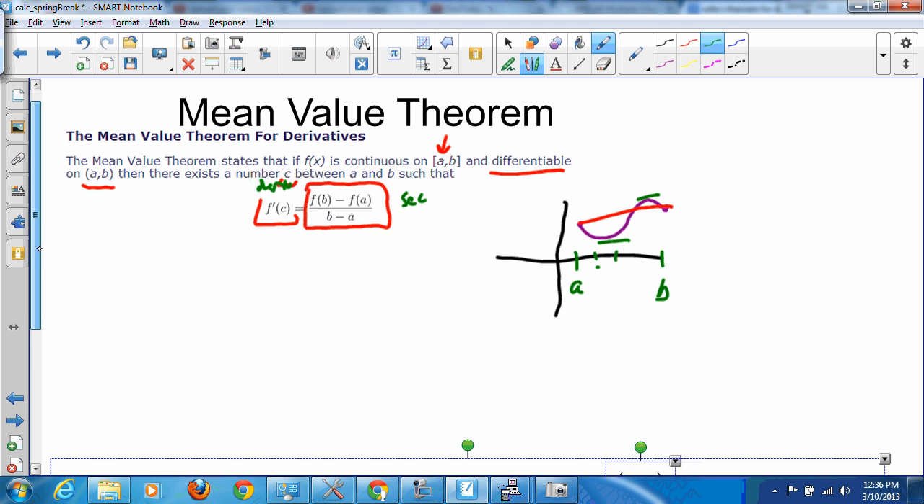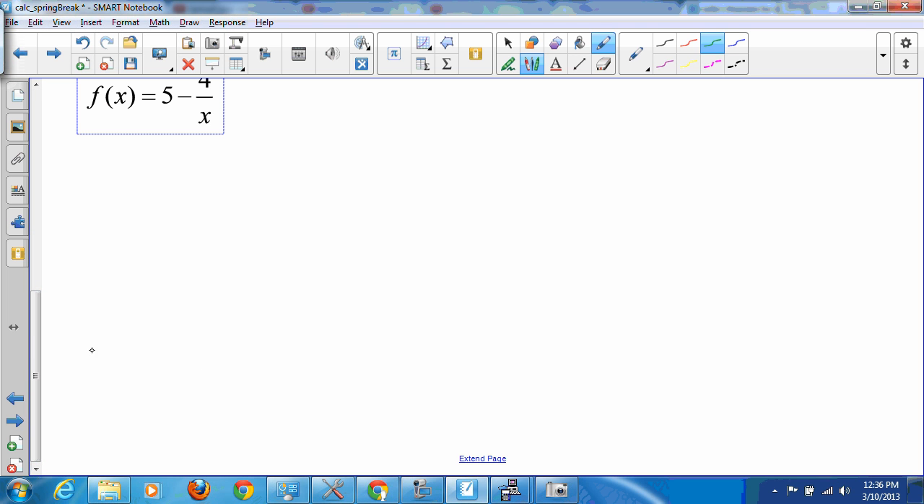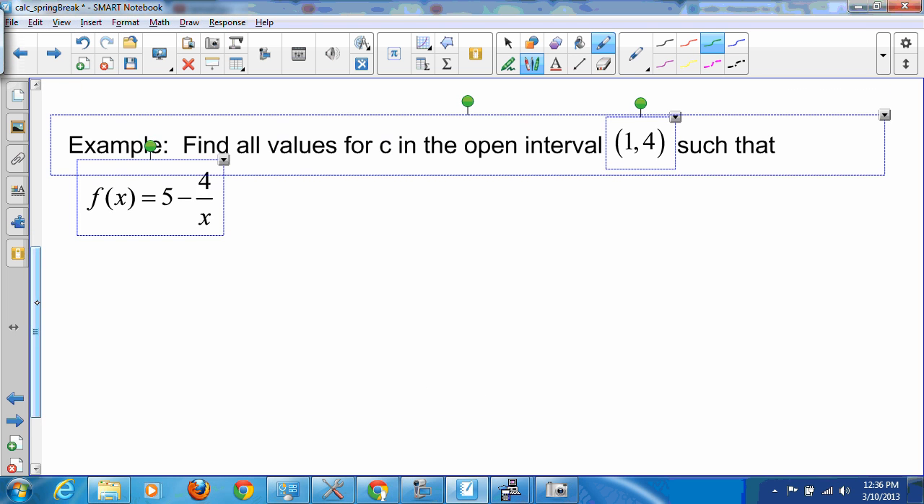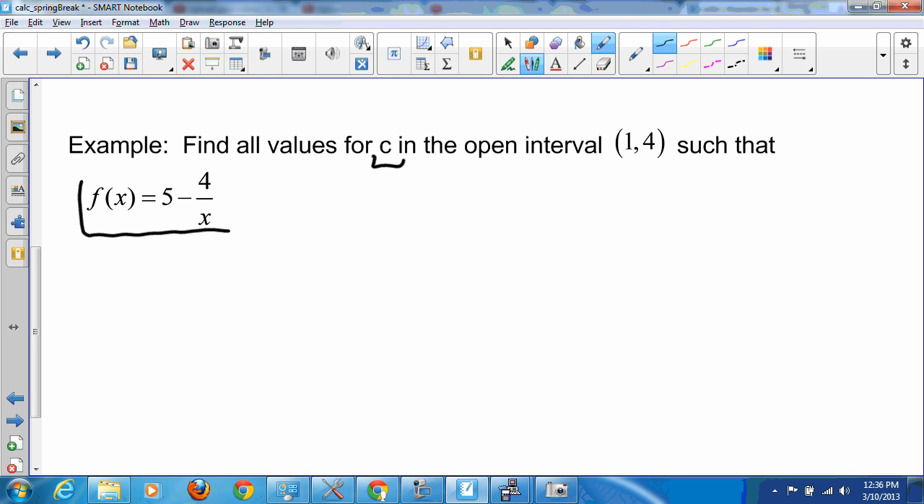So in other words, the slope of the secant line matches the slope of the derivative. Alright, well, I hope my illustration didn't throw you off too much. Now, let's take a look at an example of this without a graph. So this is saying that we have this function, find all the values for c between 1 and 4 that satisfy this equation. So I guess the first step we could do is to find the slope of the secant line, using these two x values.